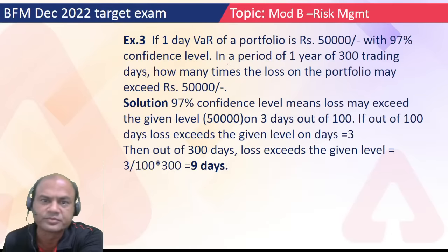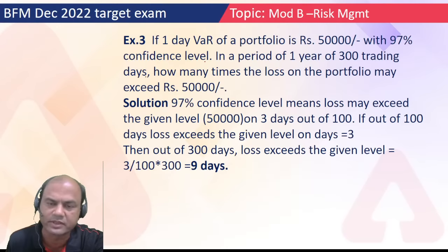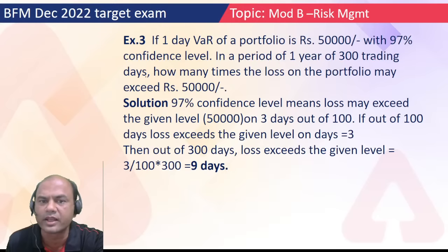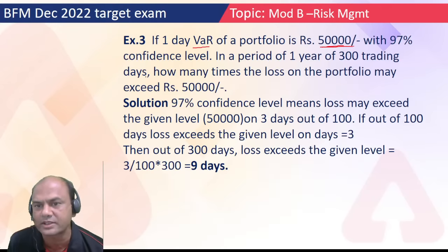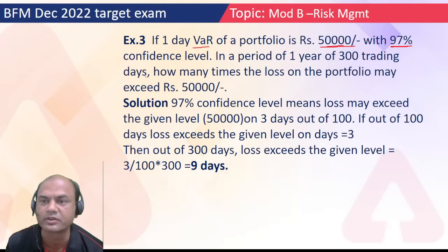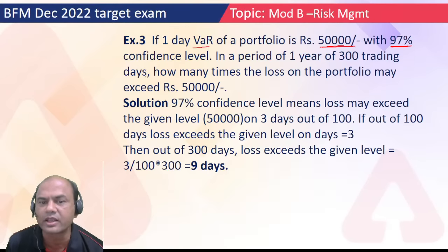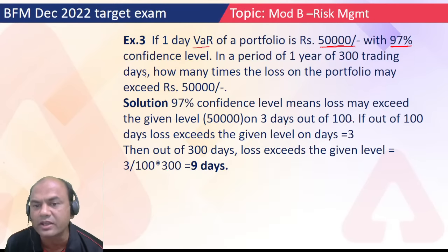Move on. 1 day VAR of a portfolio is 50,000 with 97% confidence level. In a period of 1 year of 300 days, how many times may the losses of the portfolio exceed 50,000? Now what do you understand from this question? 1 day value at risk of a portfolio is 50,000, with 97% confidence. So what does 97% confidence mean? Now that is important. It means that the loss may exceed the given loss, that is 50,000, on 3 days out of 100.